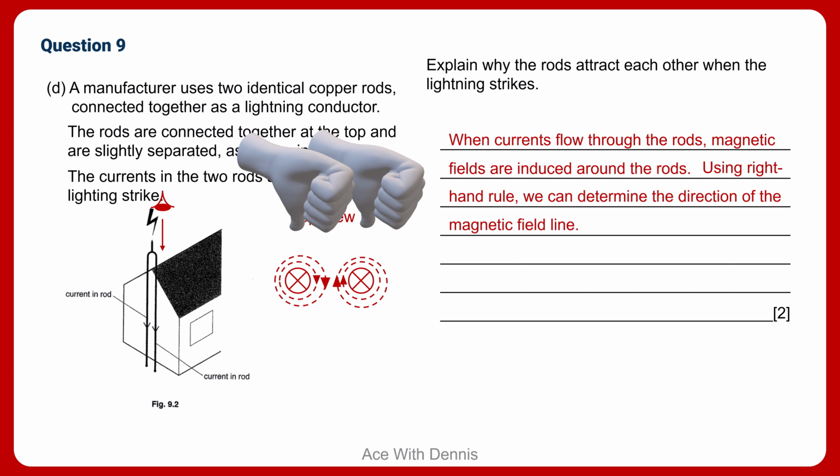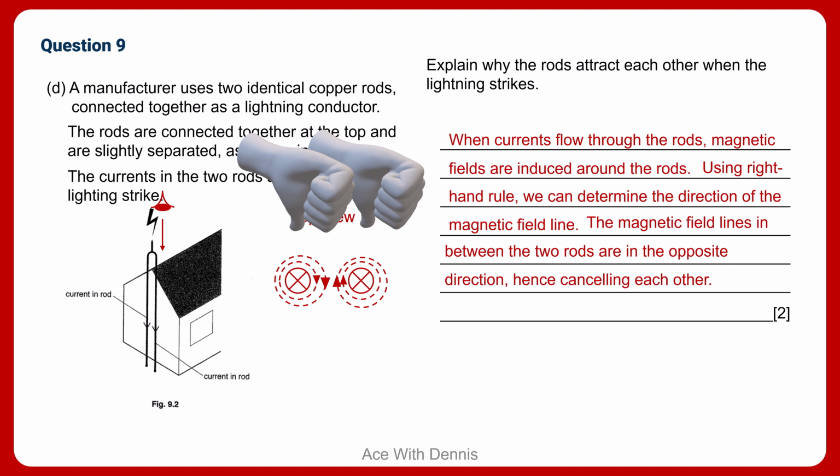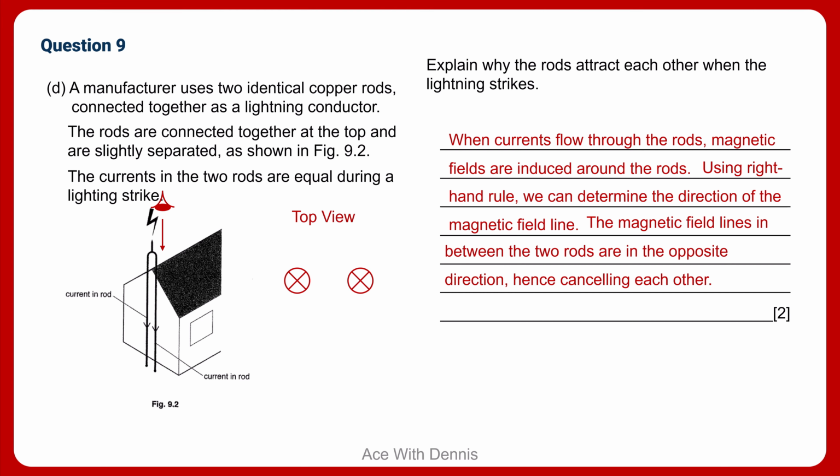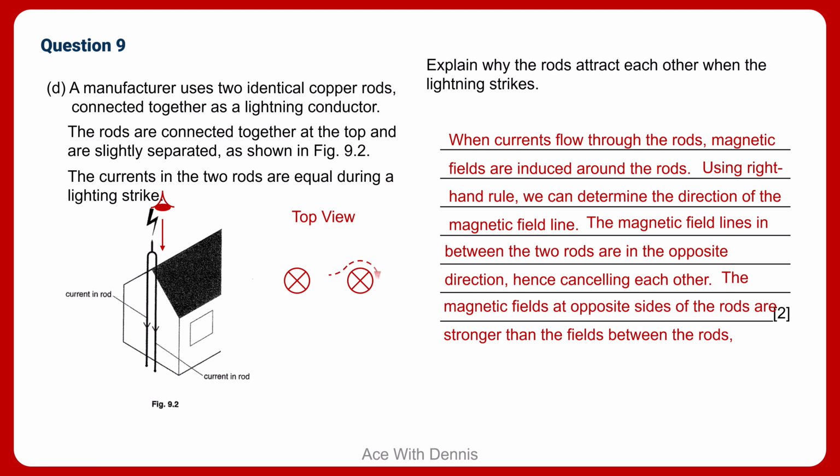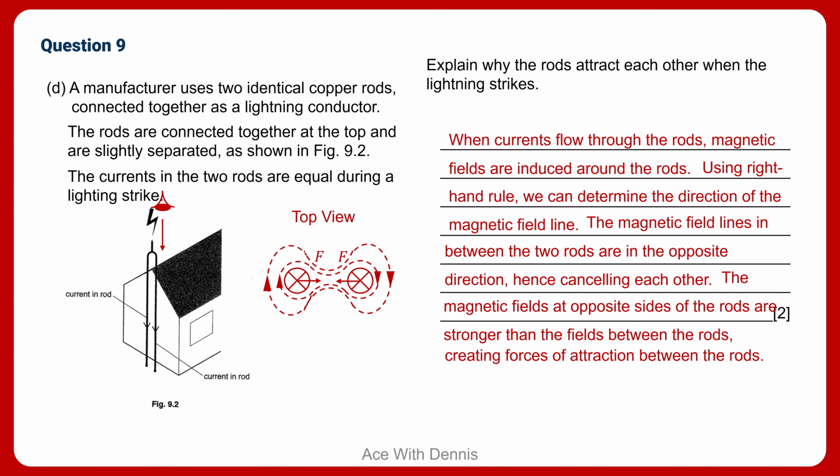As you can see from the center, the direction of the field lines are in opposite directions. So we can say the magnetic field lines in between the two rods are in opposite directions, hence cancelling each other. Next, the magnetic fields at the opposite sides of the rods are stronger than the field between the rods as shown in the diagram, creating forces of attraction between the rods.